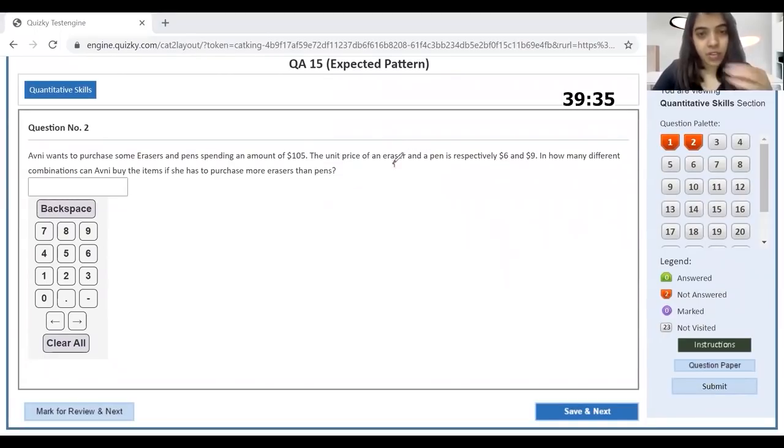Let's see, let the number of erasers be x, pens be y. So what do we have? 6x plus 9y equals 105, right? So if we have this, let's divide this by 3: 2x plus 3y equals 35. 3 fives are 15, right? Now let's find the different combinations possible. If x is 1, is it possible?